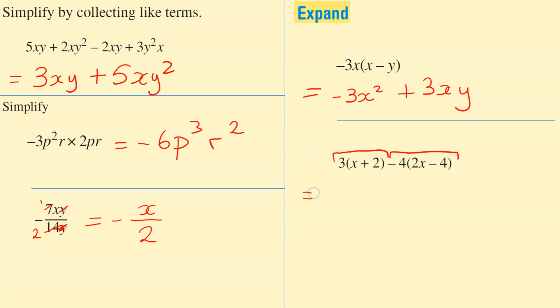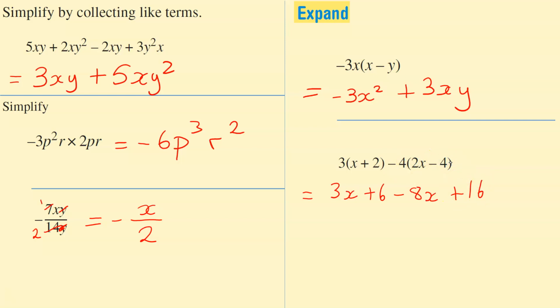So we're going to have to expand each term at a time. So look, let me just ignore this part here for now. Let's expand what I've got there. Like before, 3x, and now plus 6. Now we focus on this part. So we do negative 4 times 2x, that is negative 8x, and negative 4 times negative 4, that's positive 16.